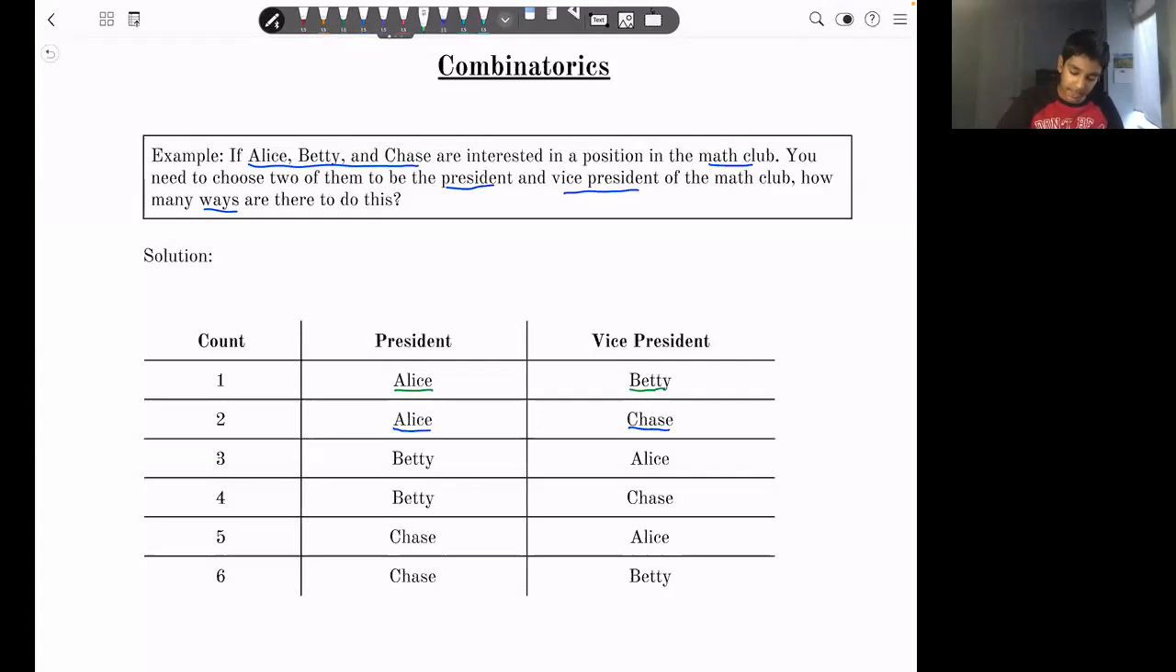Similarly, if Betty is the president, we can either have Alice or Chase be the vice president. And you can't have somebody be both the president and vice president, right? And then similarly, if Chase is the president, either Alice or Betty can be the vice president. So there are a total of 6 ways.